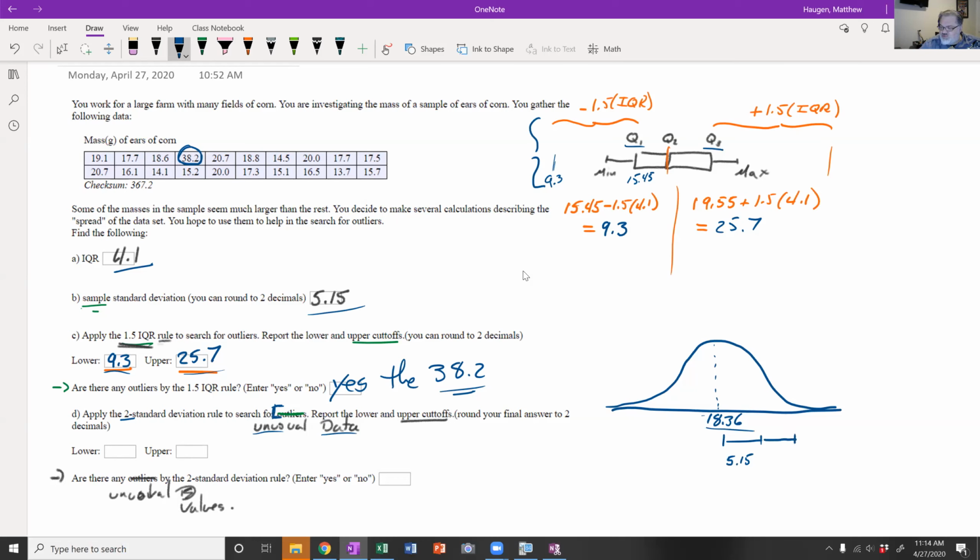Of course, for the unusual, we need 2 standard deviations, so we're going to be adding and subtracting it twice. We take the 18.36 and add and subtract 2 of those standard deviations. So 18.36 plus or minus, what, 10.3? If you work that out, was that 28.66 and 8.06?